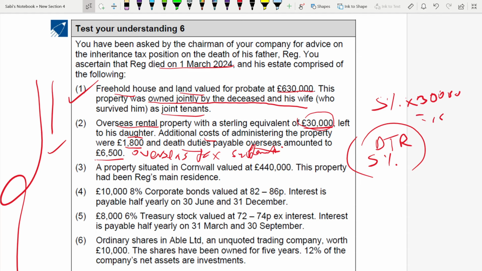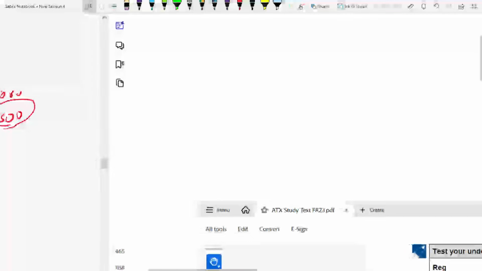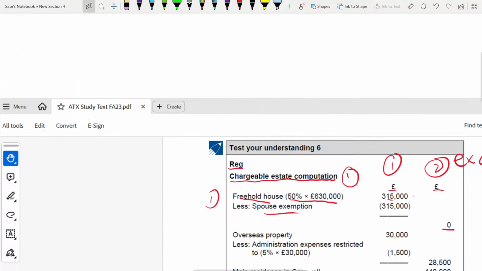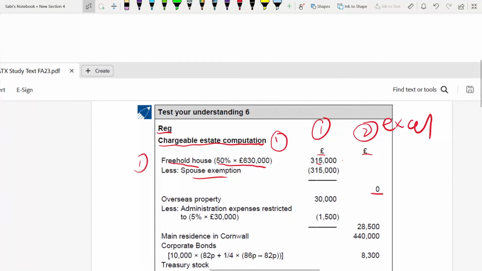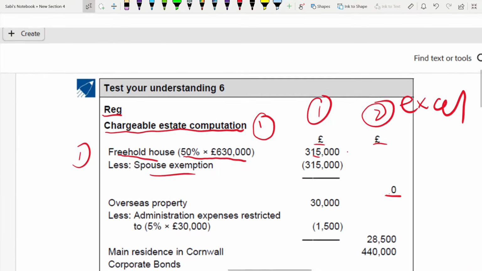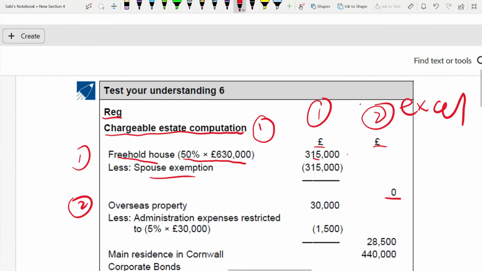That is 1,500. But your overseas expense they are saying is 1,800. No, it's restricted to this amount, 5% of 30,000. So that's what we have done here. You see, the second item, overseas property, 30,000. This is inside column. And then admin restricted to 5% of 30,000, 1,500. Then the total is 28,500. It's restricted to that. So this is the second item.